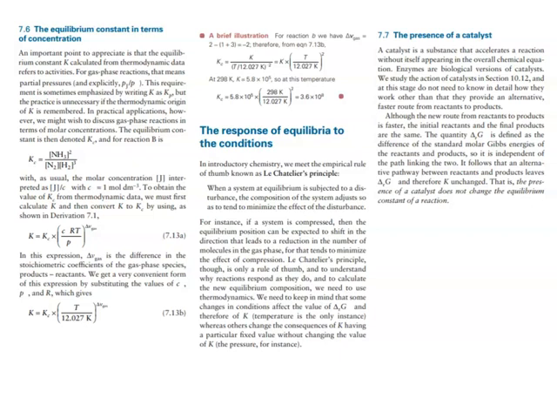In practical applications, however, we might wish to discuss gas phase reactions in terms of molar concentrations. The equilibrium constant is then denoted K sub C, with C being concentration. For the synthesis of ammonia, it looks like this, where K based on concentrations is equal to the ammonia concentration raised to its stoichiometric coefficient of 2, divided by the nitrogen concentration to the first power and the hydrogen concentration to the third power.